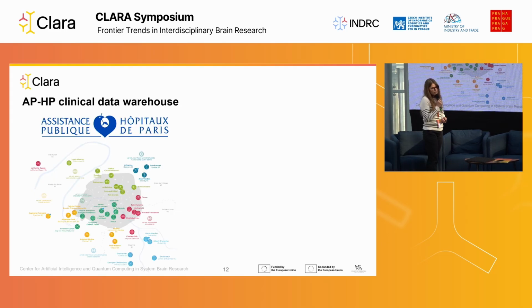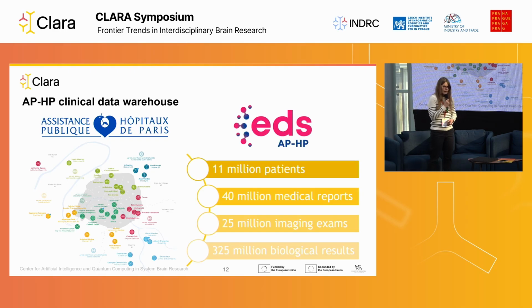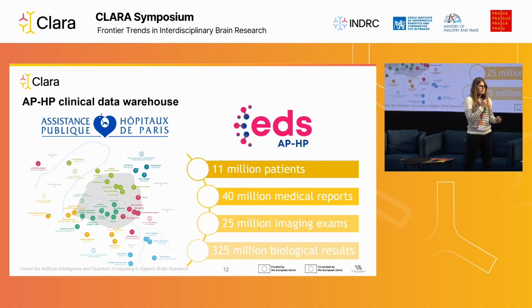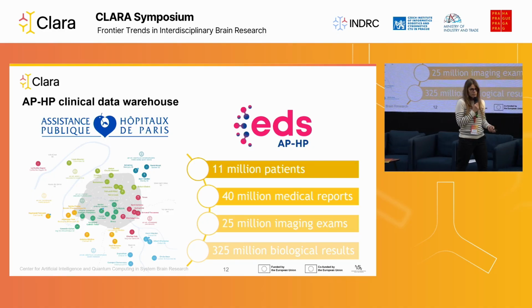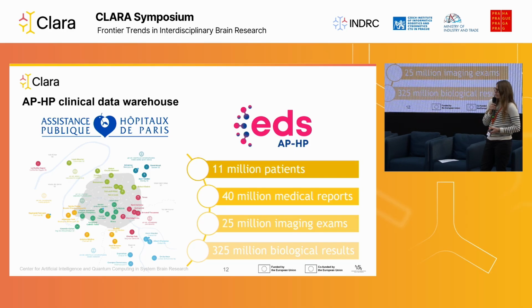These images come from one of the 39 hospitals of the Parisian area. This network of hospitals is called APHP, and they're all gathered in a data warehouse. This data warehouse was created in 2017 and is actually the first in France that is allowed to share data for research purposes. It includes administrative data, medical reports, imaging exams, biological results of more than 10 million patients. And so a potential of 10 to 100,000 brain images.